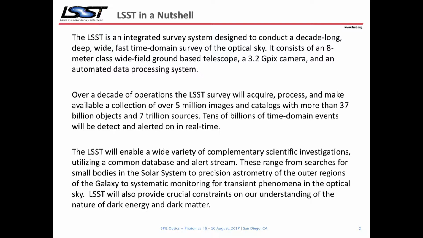And LSST will also, and this is where the interests of the physics community come in, provide crucial constraints on our understanding of the nature of dark energy and dark matter in the universe, which are two of the greatest mysteries actually facing fundamental physics at this point in time.